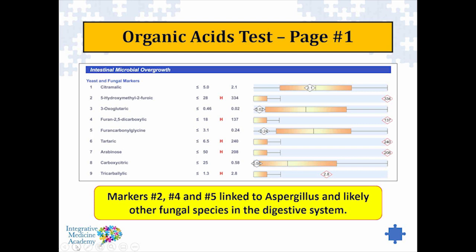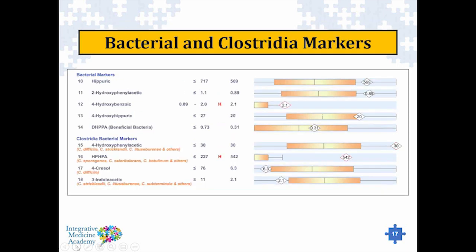And it's thought that when these markers are high on the OAT test, there's probably Aspergillus mold growing within the digestive system. That's at least thought to be occurring. Marker 9 on the organic acid test, tricarboxylic, is actually linked to a fusarium mold, another common mold environmentally, many times found in homes that have had water damage.